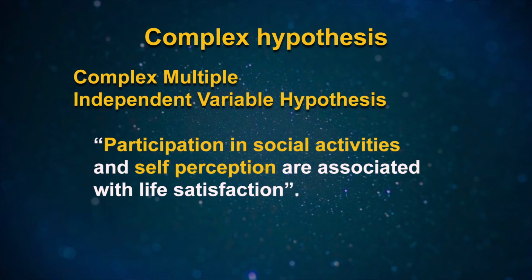Example is participation in social activities and self-perception are associated with life satisfaction. Here there are two independent variables, namely participation in social activities and self-perception. This hypothesis is known as complex multiple independent variable hypothesis.